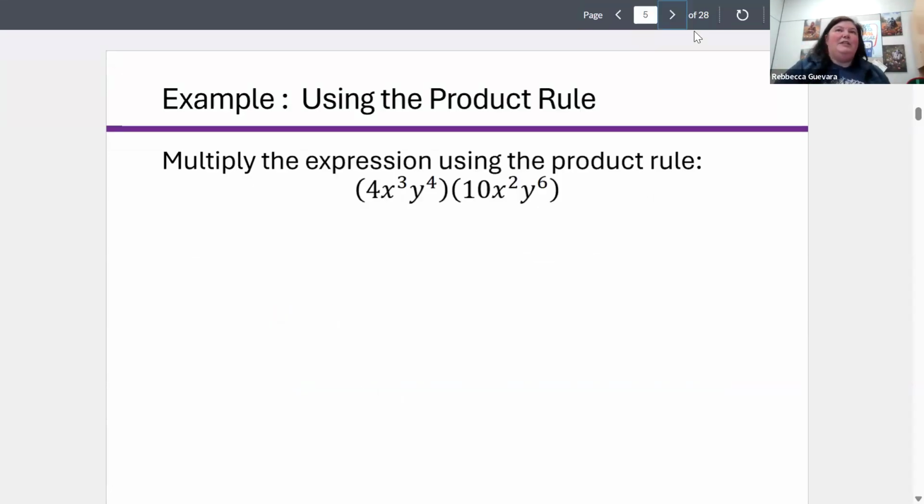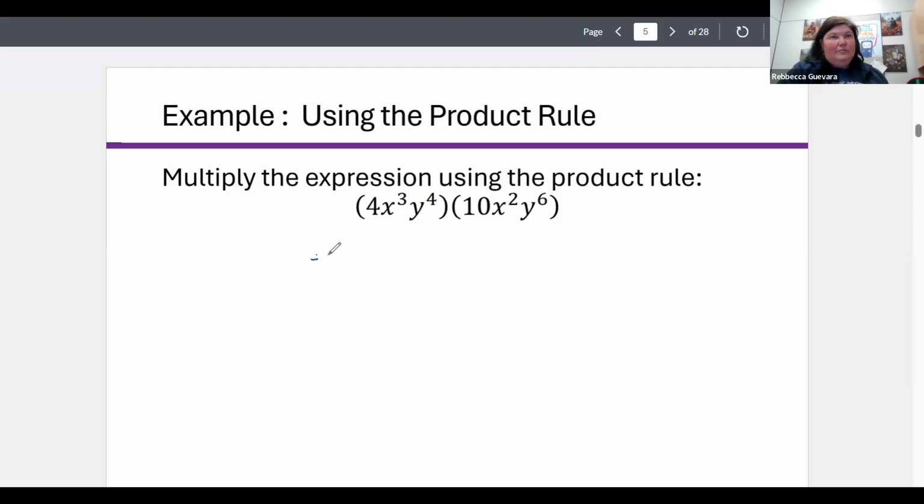Here, we want to multiply the expression using the product rule. What we can do is use the commutative property of multiplication. I have 4 times x to the 3rd times y to the 4th, all of that multiplied by 10 times x squared times y to the 6th. The commutative property means I could put the 4 and the 10 next to each other and multiply them. The x's can go next to each other, and the y's can go next to each other.